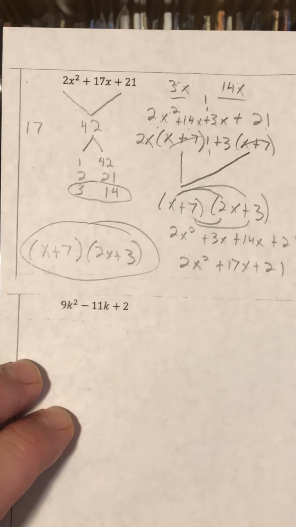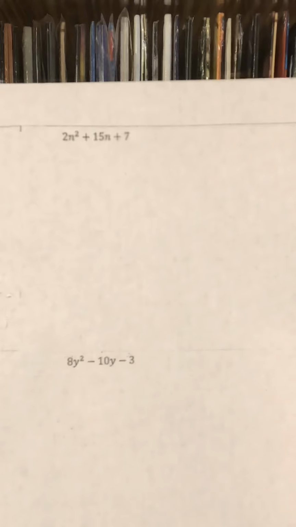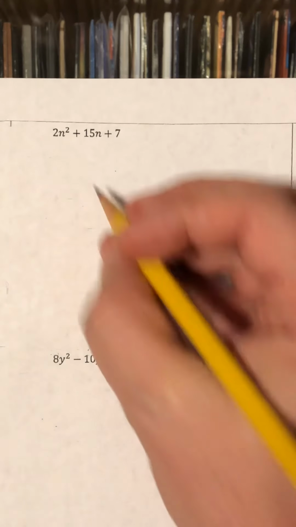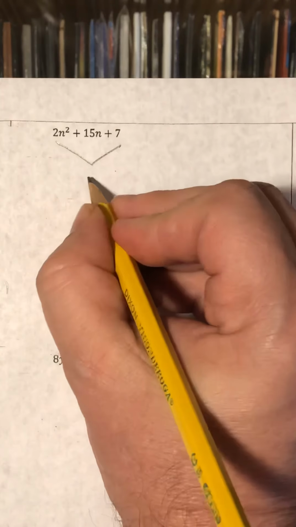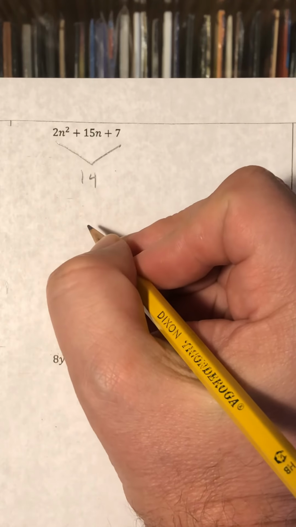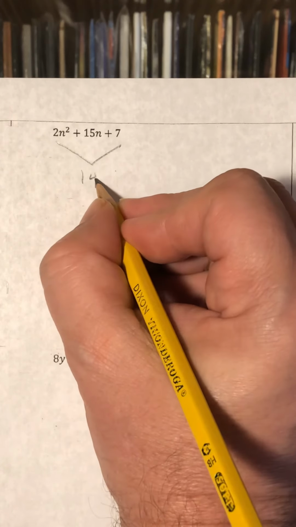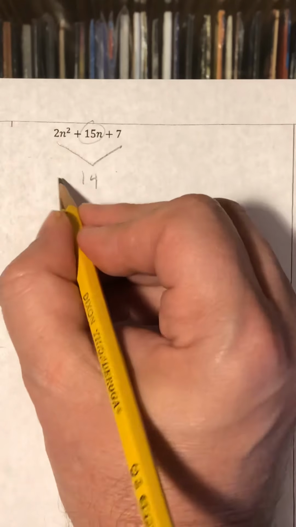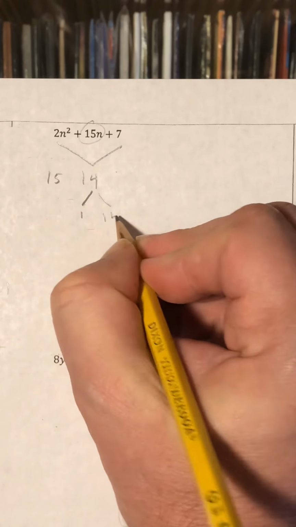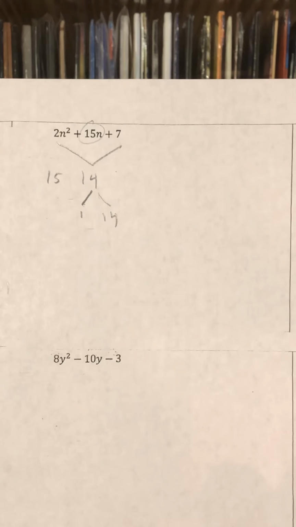Okay? Let's look at another example over here. I've got 2n squared plus 15n plus 7. I'm going to go ahead and multiply the 2 times 7, that gives me 14. Okay? And I want to find the factors of 14 that add up to my B term, which is 15. Let's see, 1 and 14. Looks like I found them. So 1 times 14 is 14. 1 plus 14 is 15.